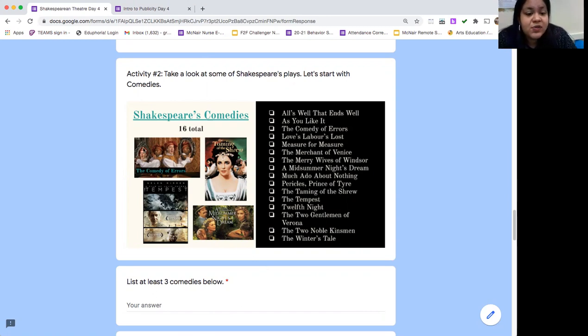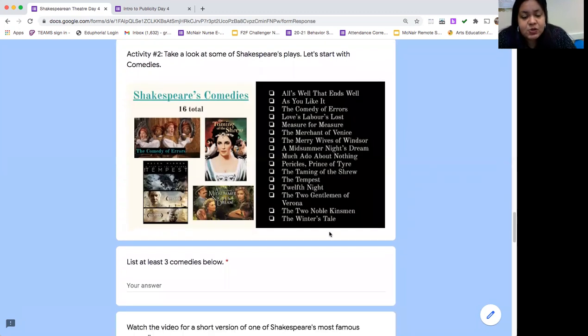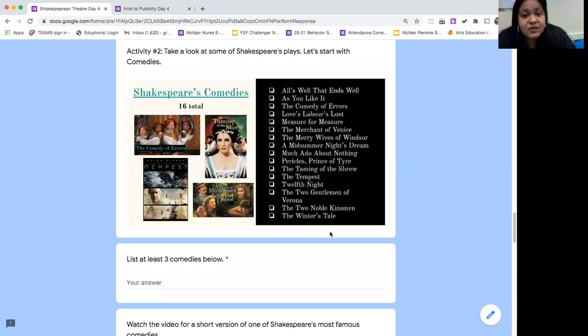All of these, well, this one's from a play, but these here are all movie covers. So, Shakespeare's work, very famous, lots of different versions of his stories, and they all look very different.